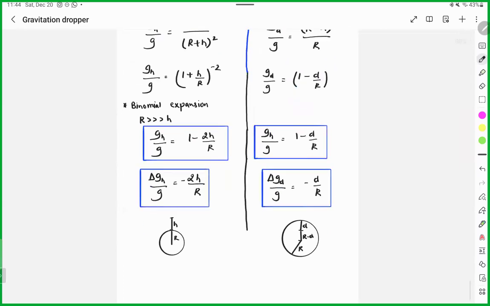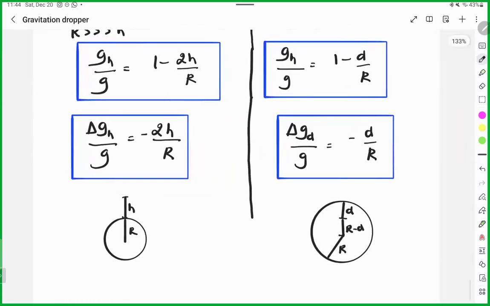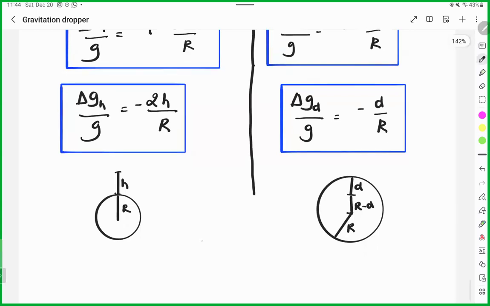And in this situation, you can say if you compare, 2h is equal to d. Whatever change happened at 1 kilometer depth, you need 2 kilometer height for the same change. Understood? Yes, sir. Because this was one of the NEET questions.